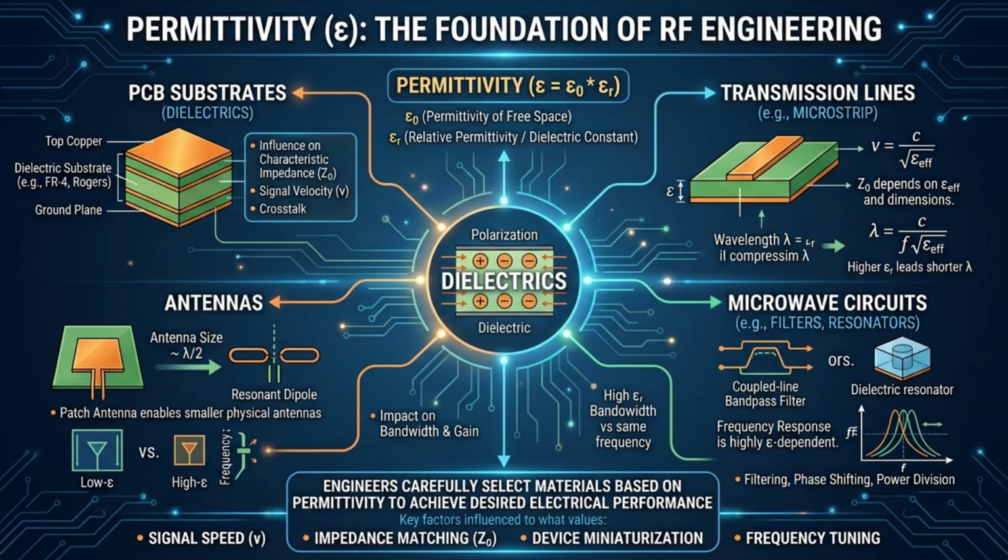Permittivity is one of the most important parameters in RF engineering. PCB substrates, transmission lines, antennas, and microwave circuits all depend heavily on dielectric properties. Engineers carefully select materials based on their permittivity to achieve desired electrical performance.